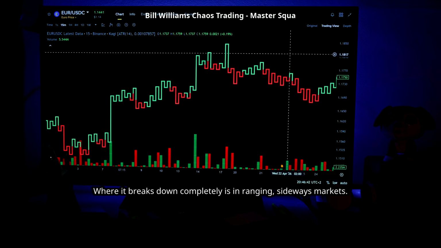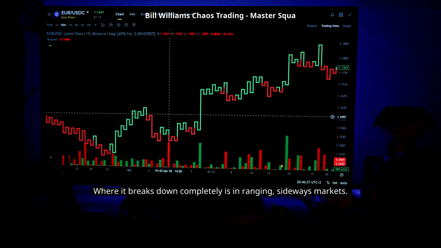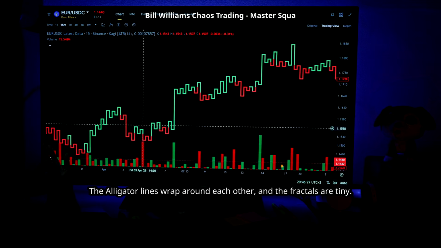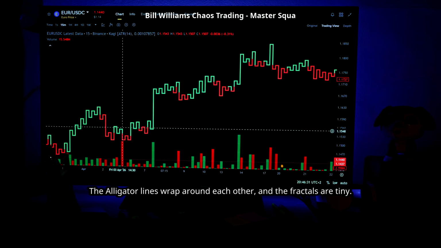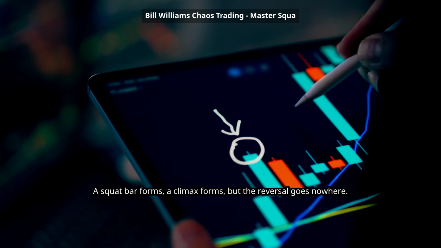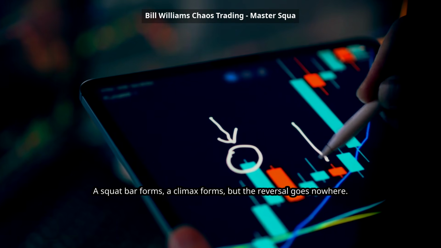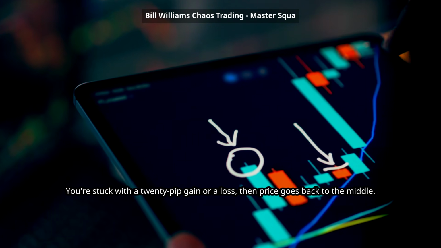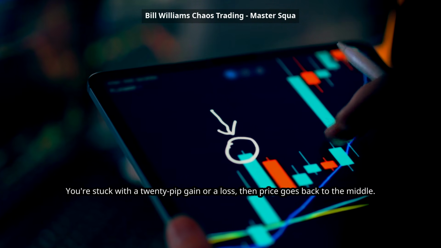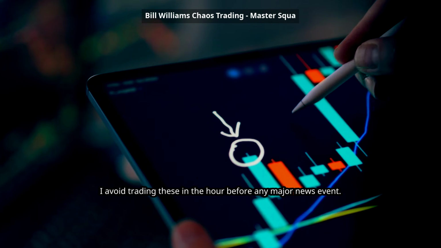It's ugly. Where it breaks down completely is in ranging, sideways markets. The alligator lines wrap around each other, and the fractals are tiny. A squat bar forms, a climax forms, but the reversal goes nowhere. You're stuck with a 20-pip gain or a loss, then price goes back to the middle.